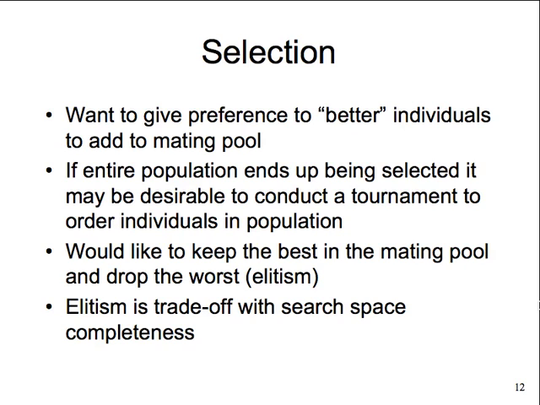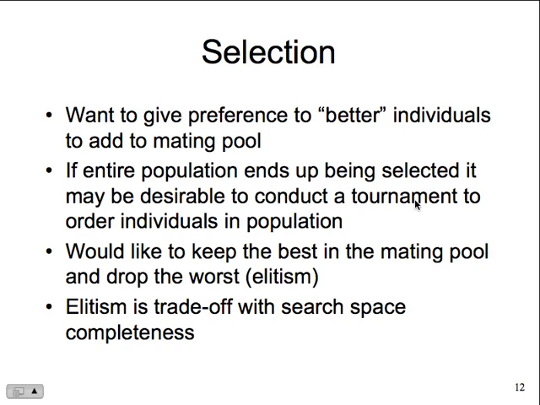So you want to give preferences to the better individuals by adding them to the mating pool. So you mix the best people out of this group with the best people out of that group, and you put them together. And then you see, well, what is that going to produce? So the entire population ends up being selected from many selected.